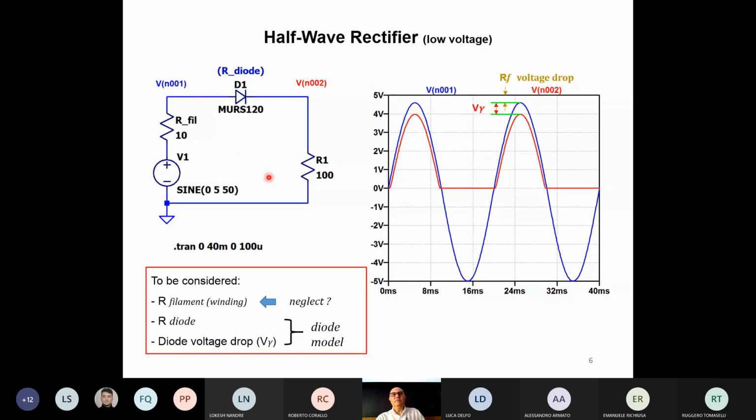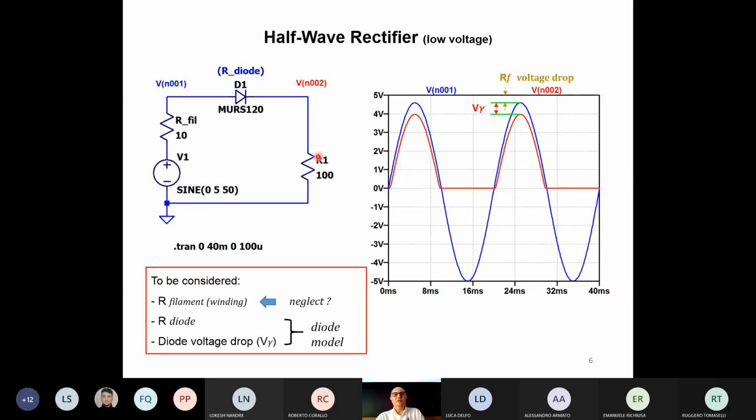Only during the negative peak, when the diode is open, there will not be any drop across the filament resistance, and so we'll get again -5 volts. Okay, so what is the effect of considering the filament resistance? The effect is the voltage at the output of this real generator now, we'll say it is a real generator, will be lower than what we expected. It's no longer 5 volts, but is lower.